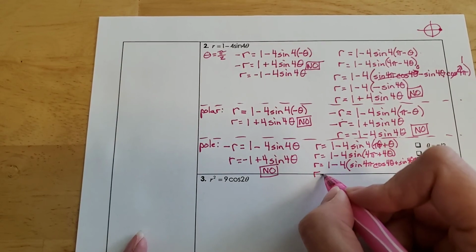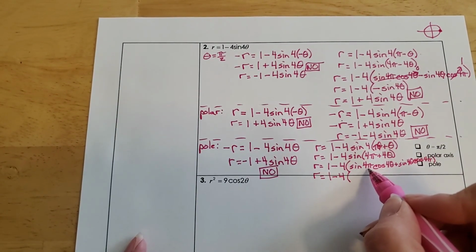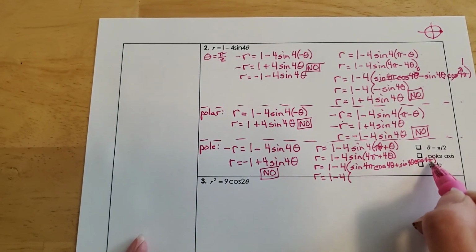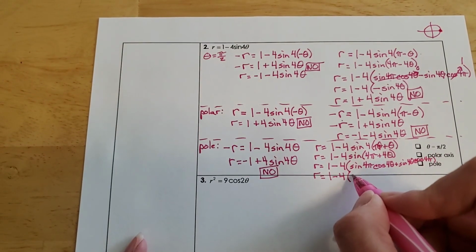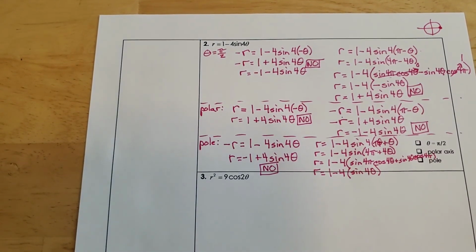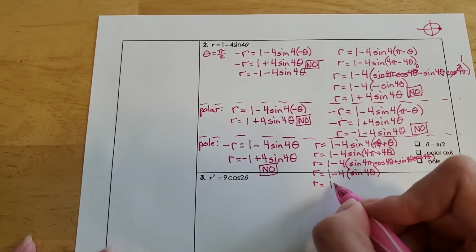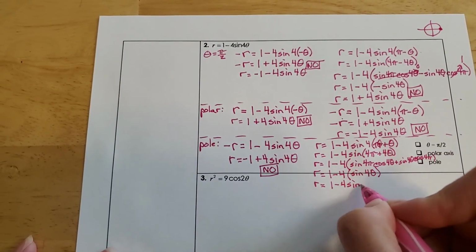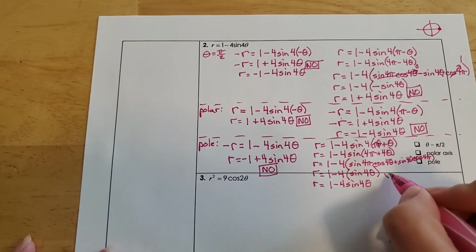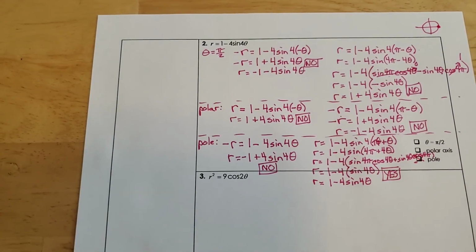All right. 1 minus 4. Let's see. The sine of 4 pi was 0. The cosine of 4 pi was 1, so this just becomes sine of 4 theta. And look at that. It is, in fact, what we started with. So finally, we found one. It is symmetric to the pole.